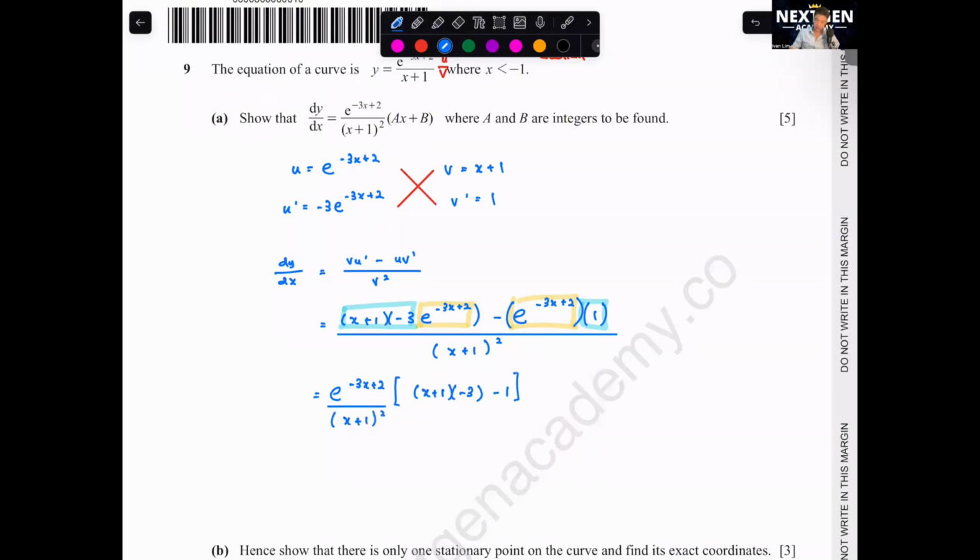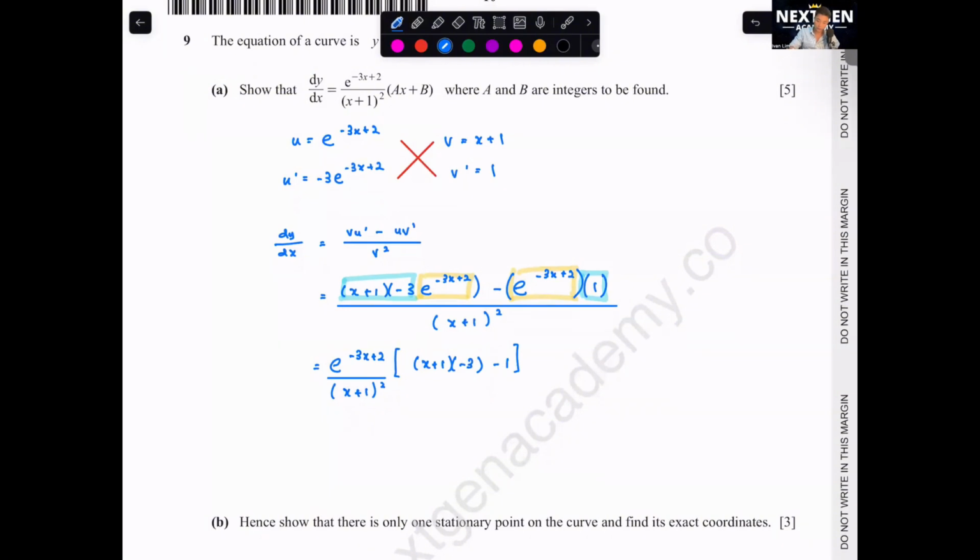What is (x plus 1) times -3, minus 1? Instead of us writing over and over again, let's just calculate at the side here. It will be negative 3x minus 3 minus 1, which is minus 3x minus 4. So e to the power of negative 3x plus 2 over (x plus 1) squared, and put a bracket, minus 3x minus 4. So your a is minus 3, b equals minus 4.